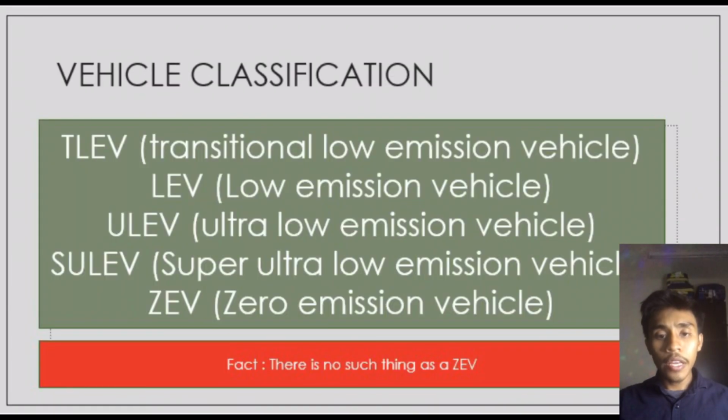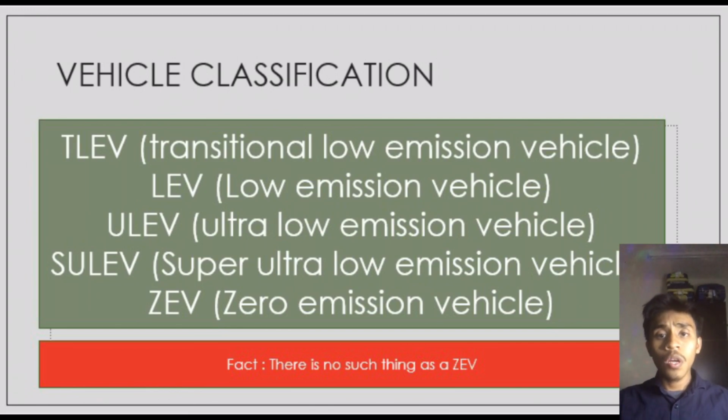This is the vehicle classification that might be familiar if you have seen it on a vehicle sticker. They have six categories. That is TLEV, which means transitional low emission vehicle. Secondly is LEV, low emission vehicle. ULEV, ultra low emission vehicle. SULEV, super ultra low emission vehicle, and lastly is ZEV, zero emission vehicle. There is no such thing as a true ZEV.